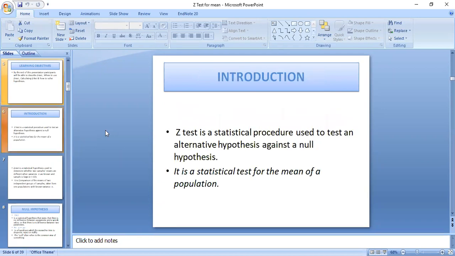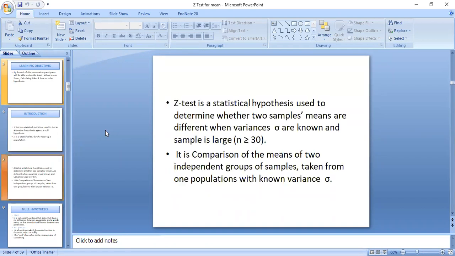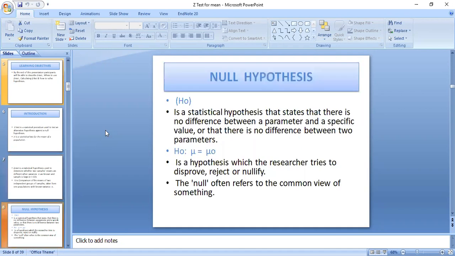The Z-test is a statistical procedure used to test an alternative hypothesis against a null hypothesis. It is a statistical test for the mean of a population. Z-test is a statistical test used to determine whether two sample means are different when the variance, denoted by sigma, is known and the sample size is 30 or larger. It is a comparison of the means of two independent groups of samples taken from one population with known variance.